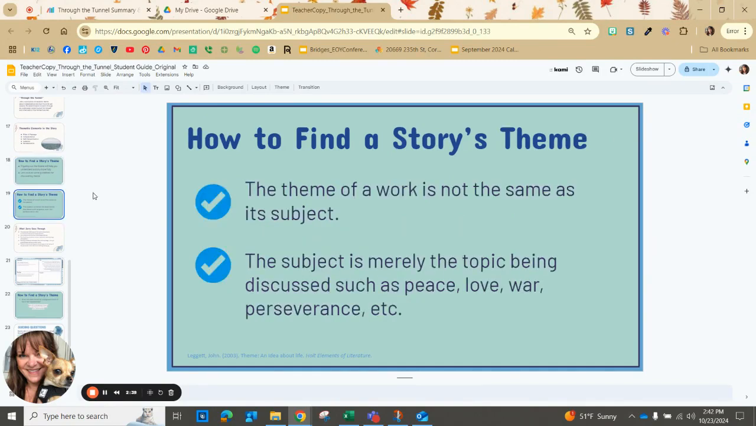All right, so looking at guidelines, we need to know that the theme of a work, and in this case we're talking about the short story, is not the same as its subject. I've seen even English teachers mistakenly talk about subject when they're supposed to be discussing theme. So understand that the theme of a work is not the same as its subject. I'm going to show you an example of that in a minute. The subject is just the topic that's being discussed. So the overall story or poem would be peace, love, war, friendship, perseverance, childhood. It could be so many things. Hopefully you figure out what I mean here.